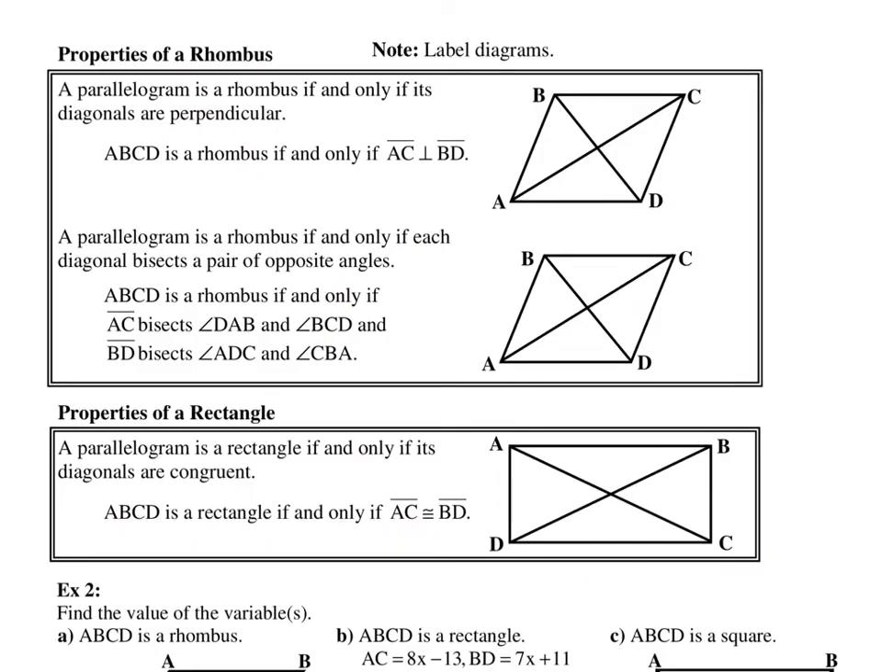All right, now I have more properties for a rhombus. Now a parallelogram is a rhombus if and only if its diagonals are perpendicular. All right, the diagonals of a rhombus are perpendicular. All right, and a parallelogram is a rhombus if and only if each diagonal bisects a pair of opposite angles. So the diagonals bisect the opposite angles.